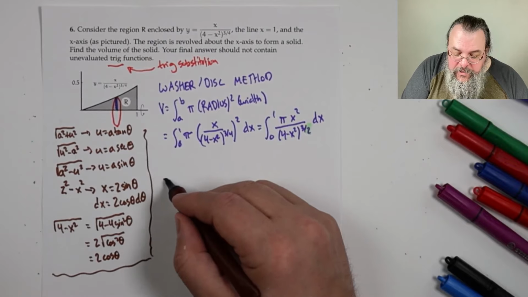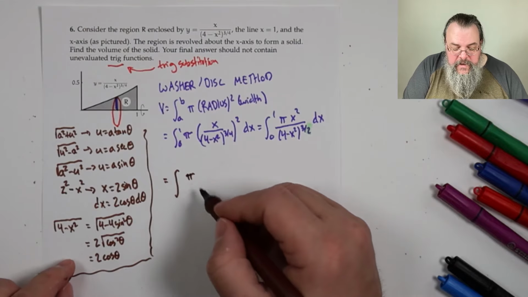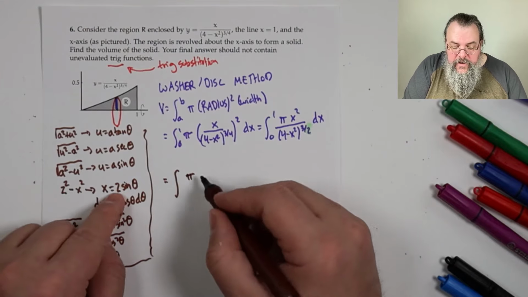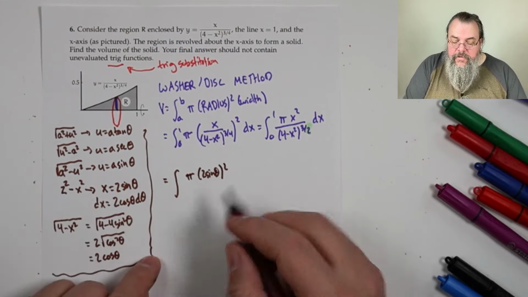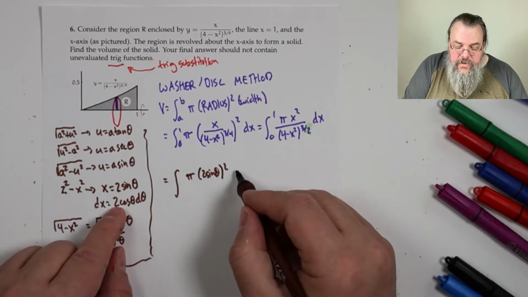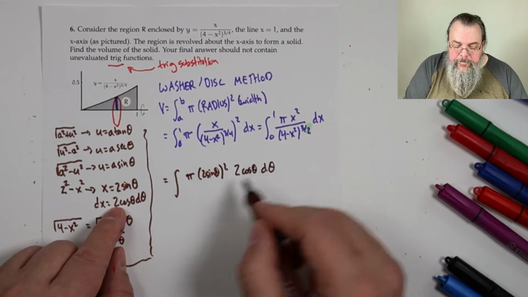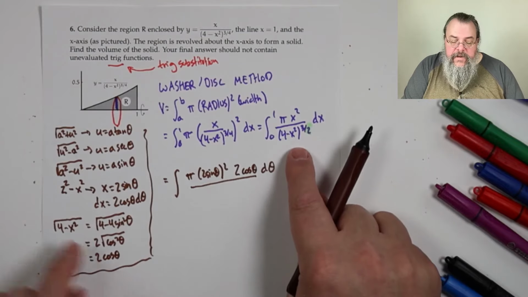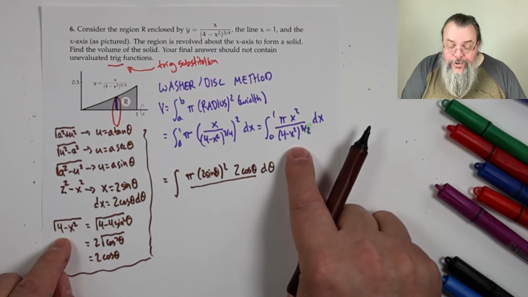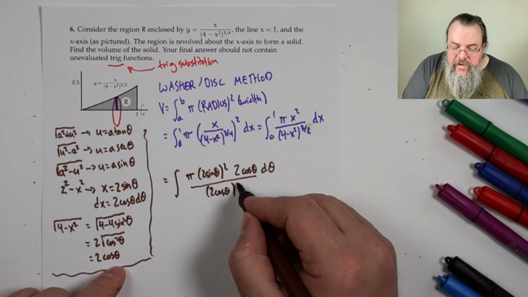And we get this is equal to the integral. We have a pi, and we have an x squared. So that's 2 sine theta squared. We have a dx, which is 2 cosine theta d theta. Then downstairs we have 4 minus x squared to the 3/2. So that's like the square root of 4 minus x squared, cubed. So that's 2 cosine theta cubed.